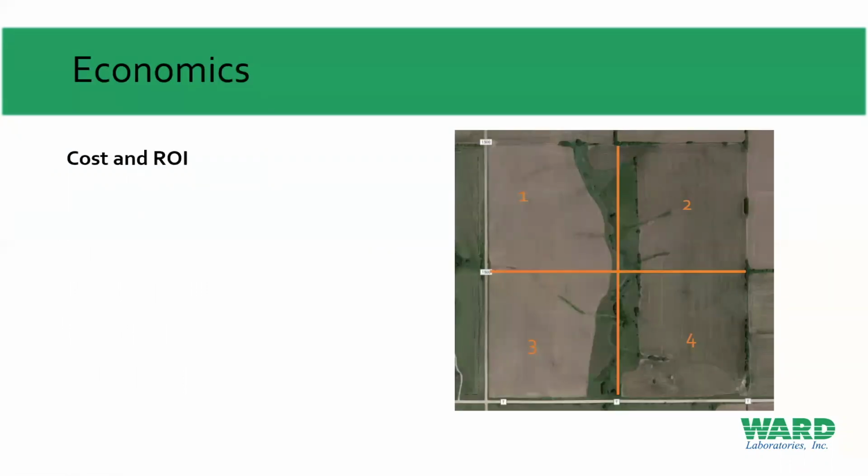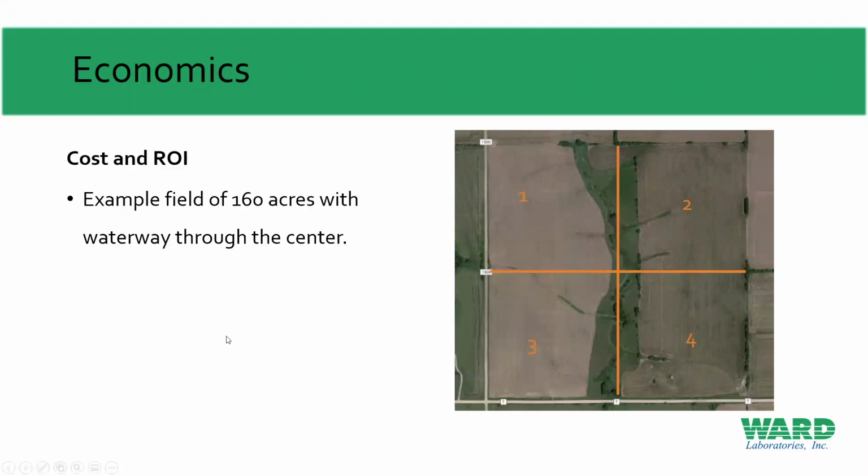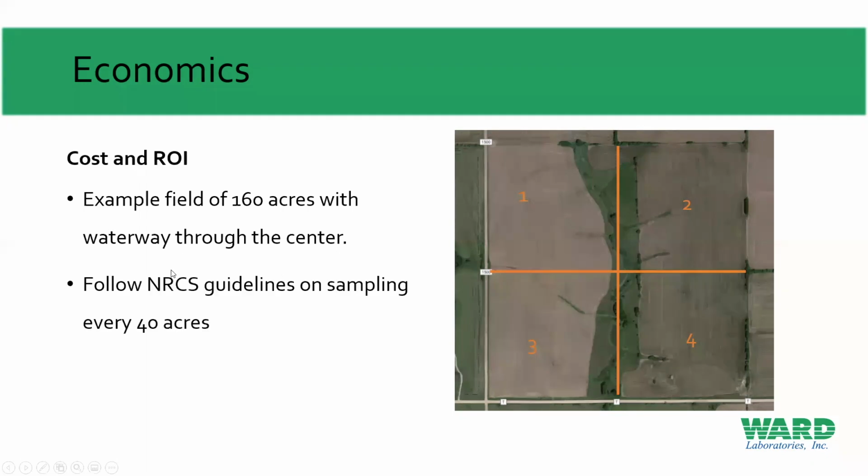Now, the final aspect of sampling would be kind of an economics lesson or talk. Here we're going to use this field. This is a field that everyone has in their farm operation. We've got a quarter, and the waterway runs right through the middle. We're going to be diligent and follow NRCS guidelines to sample no more than 40 acres at a time. So we just split it into 4 quadrants, 1, 2, 3, 4.